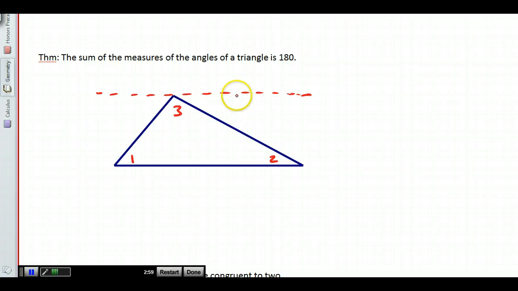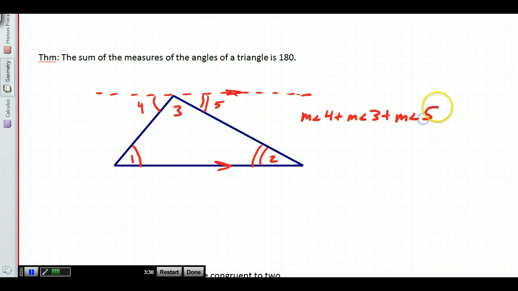Now since this is parallel to that, then that means that this angle right here, which we'll call angle 4, has to be congruent to angle 1 because they're alternate interiors. And this angle right here, which we'll call angle 5, has to be congruent to angle 2 because they're alternate interiors over here. And so that means that the measure of angle 4 plus the measure of angle 3 plus the measure of angle 5 is going to add up to 180.